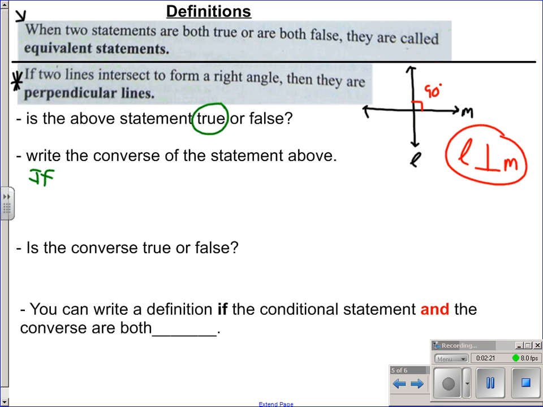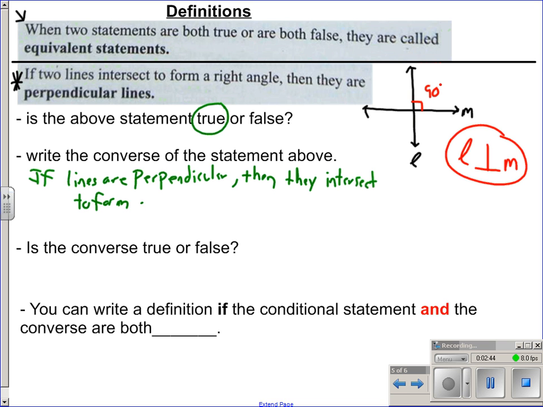If lines are perpendicular, then they intersect to form a right angle. Is that statement true or false? If lines are perpendicular, do they intersect to form a right angle? You bet. That is a true statement.